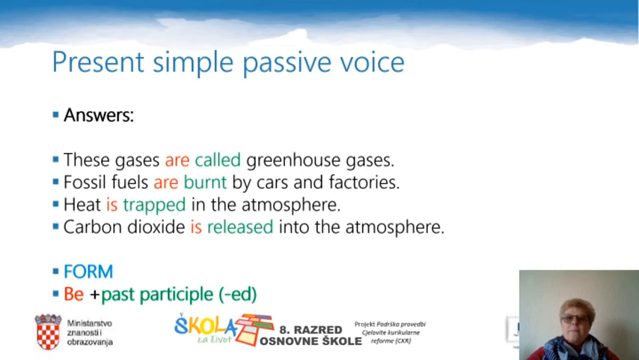Do you know why? Because it's not really important to know which factories burn fossil fuels or who calls the gases greenhouse gases. The important thing is the result, which means that these actions are in fact done. It's important that the gases are called greenhouse gases. It is not important who calls greenhouse gases greenhouse gases. Here is the form. Ovo je dakle oblik kako se pravi present simple passive voice.